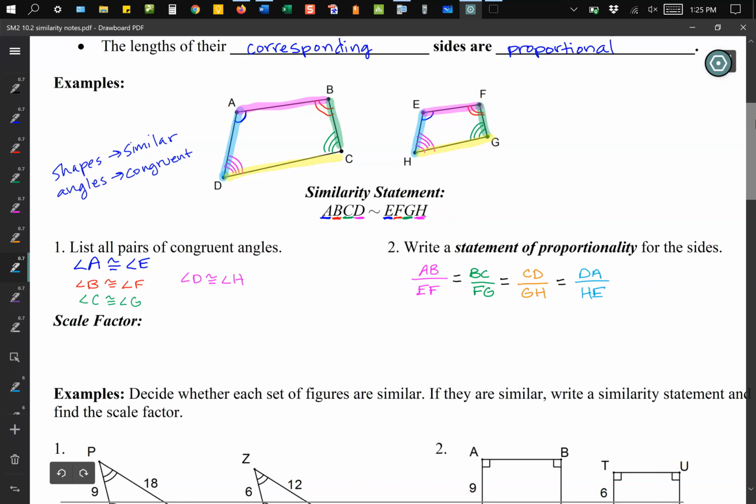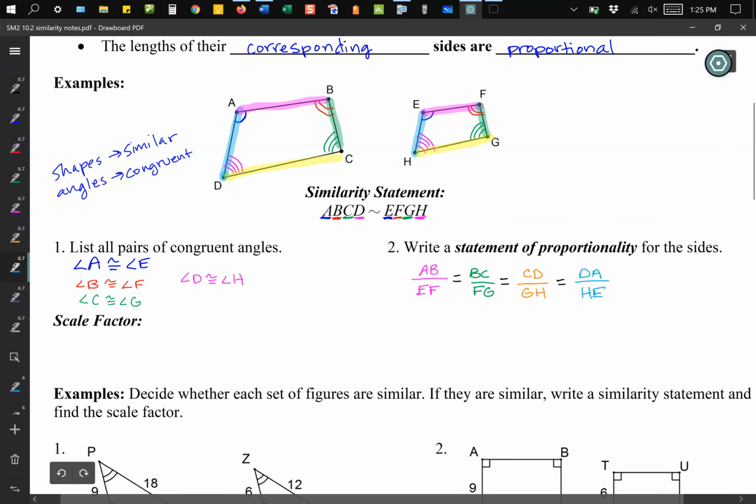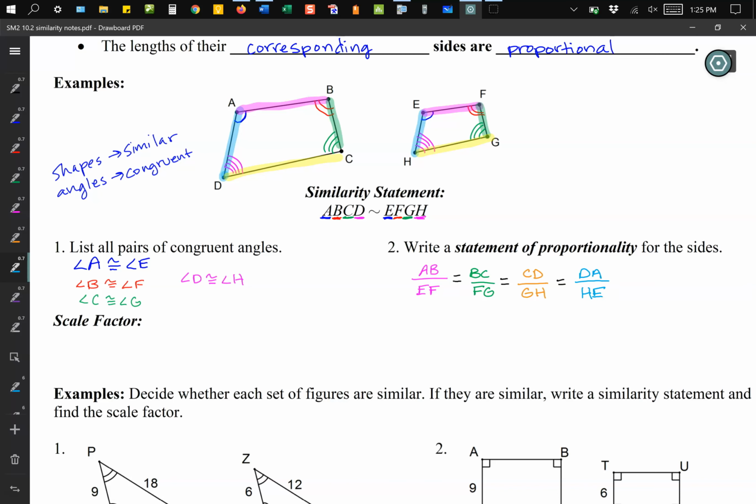So if you ever see a fill in the blank on a statement of proportionality, all you have to do is say, okay, what 2 letters do I have? If you have the 2 middle ones, well, look at the other shape and write the 2 middle ones in the blank. If you've got the last and the first, look at the last and the first on the other shape. One thing you need to make sure of on these is make sure that all of these come from the same shape on the top. And make sure that all the ones on the bottom come from the same shape.